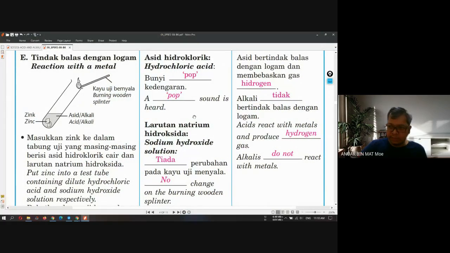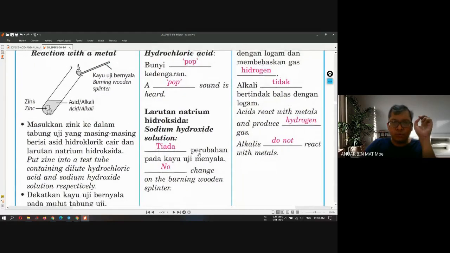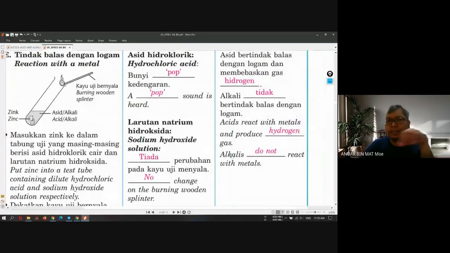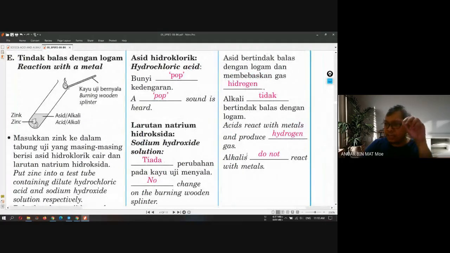When you put metal inside the acid, it will produce a gas, and when you test it with a lighted wooden splinter, it will produce a pop sound. There is a little explosion, meaning that the gas created is hydrogen. When you put metal inside the alkali, no changes. That's all for the reaction in metal.